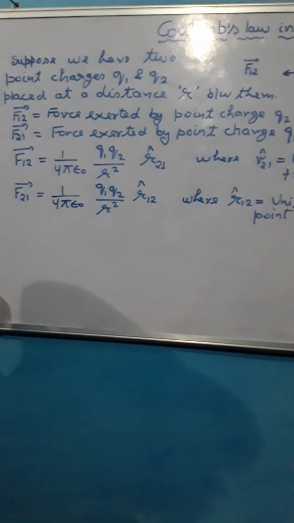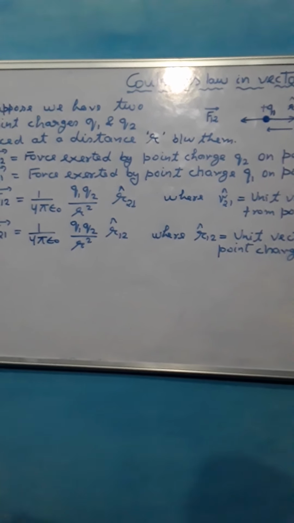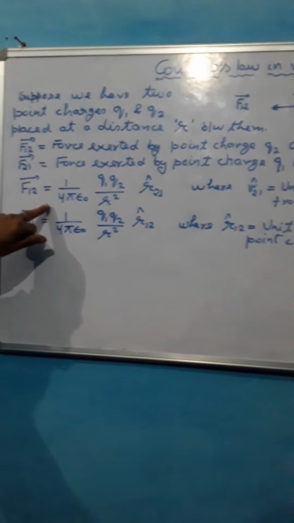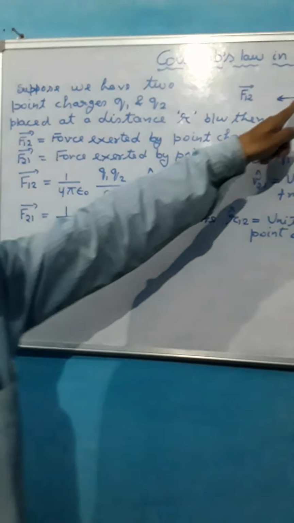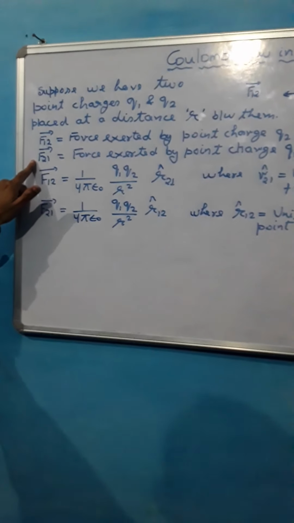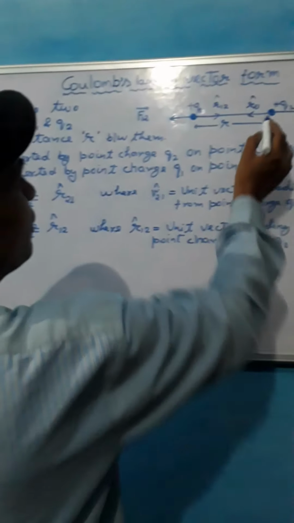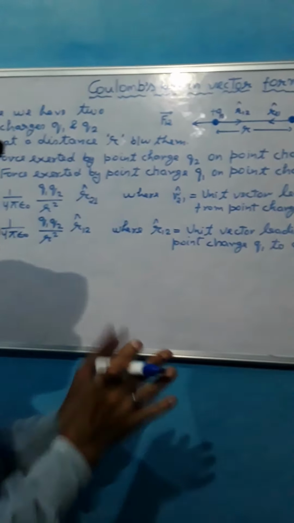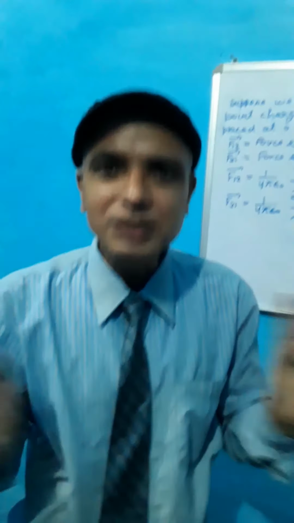So in vector form, you have to mention which force has been experienced by which charge. When I write F12, it means force exerted by point charge Q2 on charge Q1, and you can see that it is away. When I write F21, it means force exerted by Q1 on Q2, and that is also away. So they are separated. That's why they are going to repel each other.